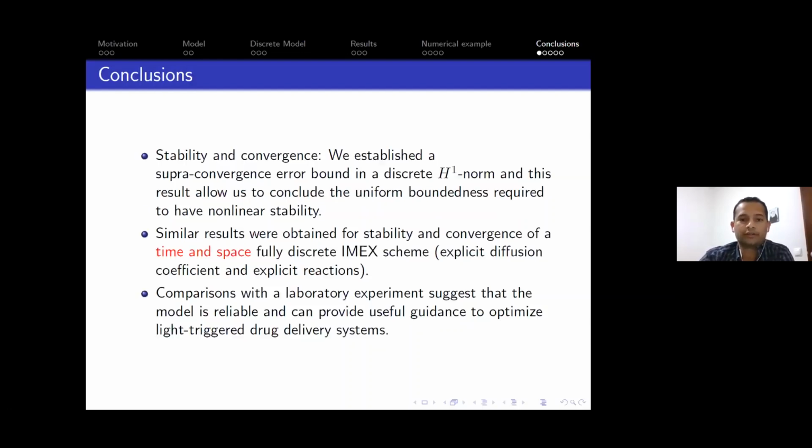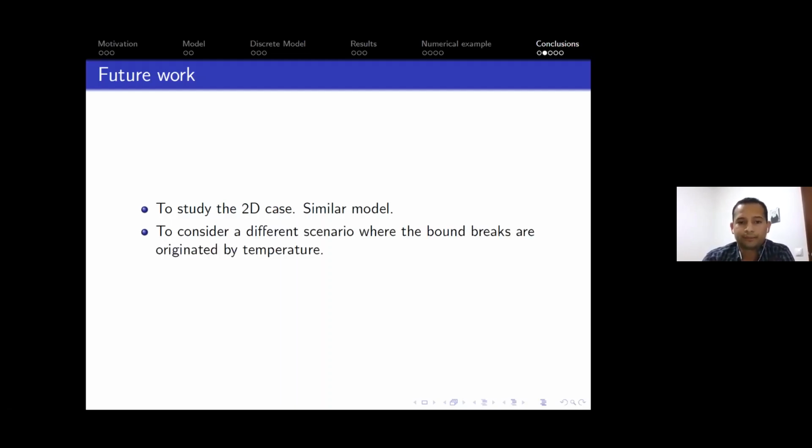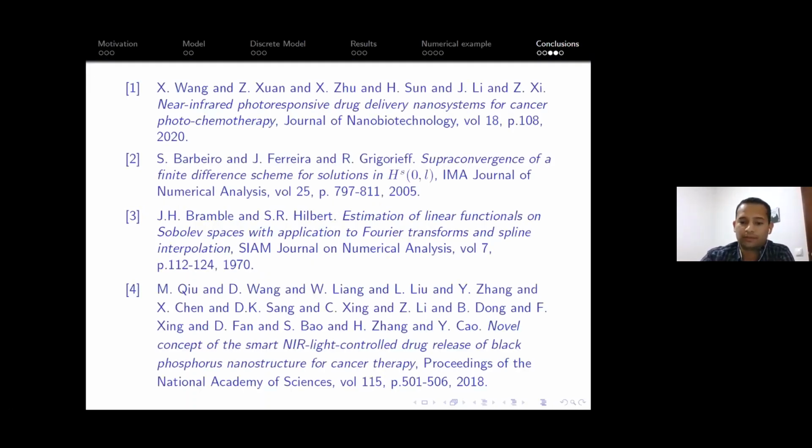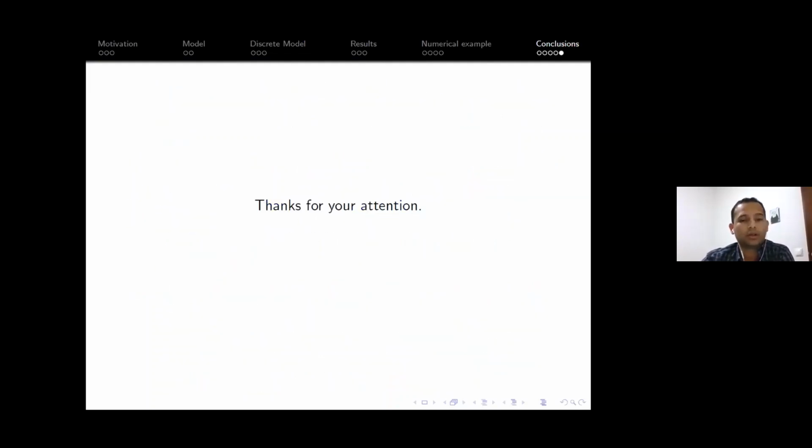Of course, there are some improvements that can be introduced into the model. As future work, we have to study the 2D case with a similar model. Some changes should be introduced because we cannot use the Beer-Lambert law for the 2D case. And we will also consider a different scenario where the bond breaks are originated by temperature. This is part of the references that I used. Thank you for your attention.